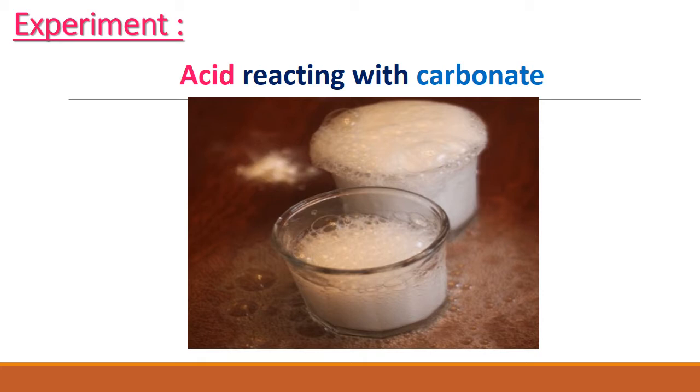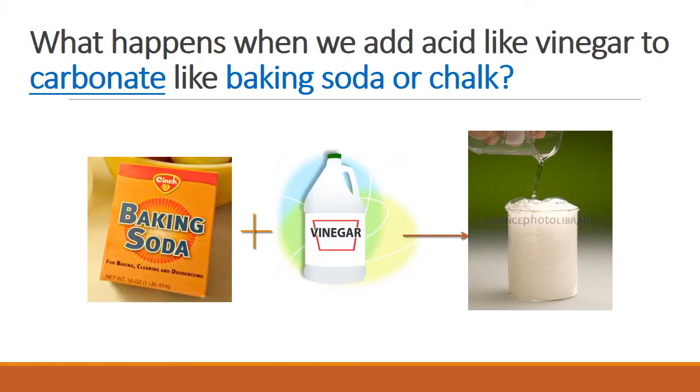Like many of you did this experiment at home and saw the signs of this chemical reaction and the product. So the vinegar is the acid here and carbonate is the baking soda. As you are seeing here, the signs are formation of bubbles, formation of precipitate and water. So what happens when we add acid like vinegar to carbonate like baking soda or chalk?